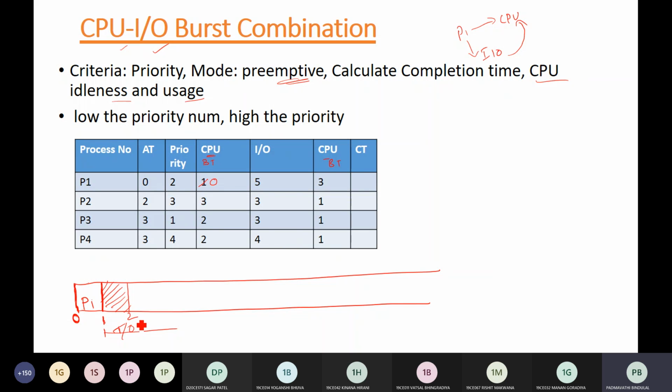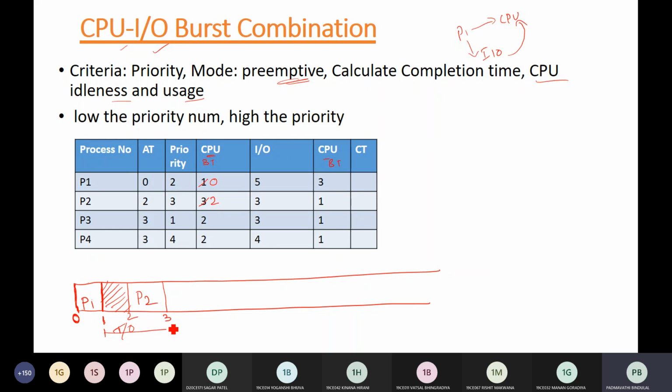Now in the second instant, if you see, the P2 process has arrived in the system. You have only the P2 process which wants to execute with the CPU. So you can start executing your P2 process. When you execute P2 for 1 second, your CPU burst time will now be 2 here. 1 second is already executed.